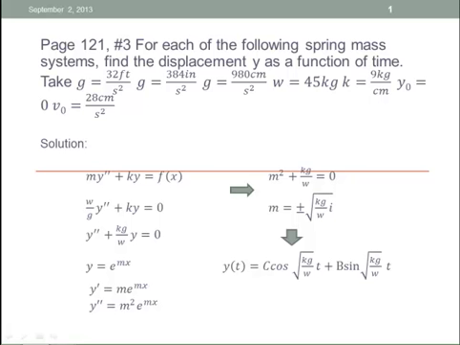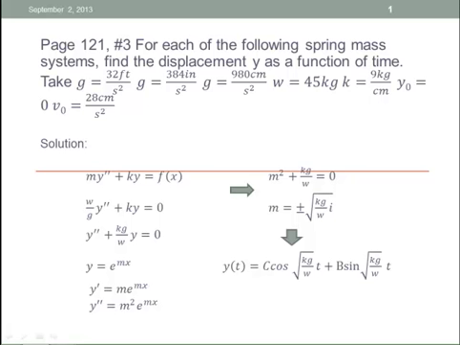square second. So we have the solution my double prime plus ky equals f of x for spring. Since m equals w over g, the equation would be w over g y double prime plus ky equals 0. So dividing by w over g, we have y double prime plus kg all over w times y equals 0. So we take y equals e raised to the mx.